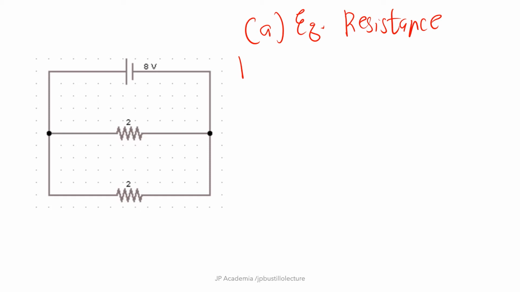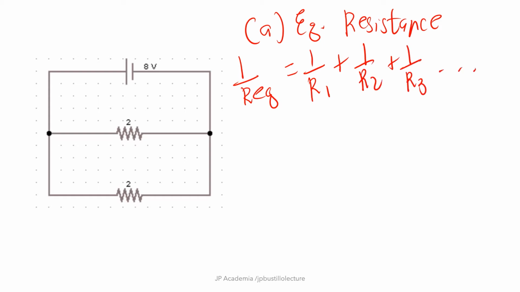So we know from our previous discussion that we can get the equivalent resistance using this expression. So 1 over R equivalent is equal to 1 over R1 plus 1 over R2 plus 1 over R3 and so on. Given that this is your R1, then this is your R2. So what we can do is to use these two resistors. So 1 over R equivalent for this circuit diagram is equal to 1 over R1 plus 1 over R2.